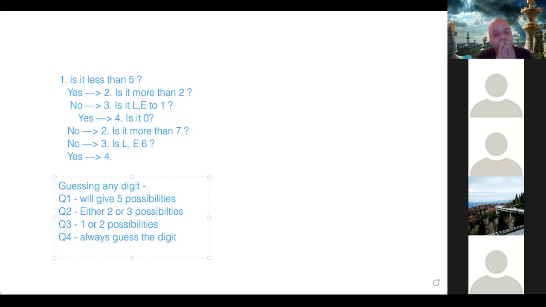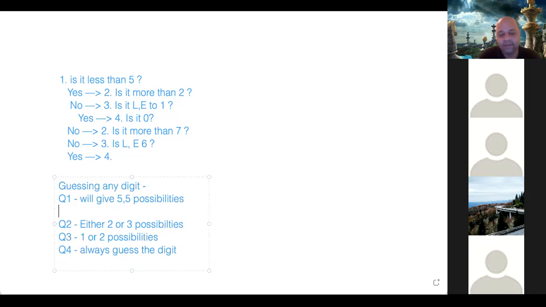Sir, do we ask the first question with 5 or with 4? You can ask less than 5, or you can ask greater than 4. But if you ask less than 4, it is not a good question, because there are not 5 and 5 possibilities. It will give you 4 and 6 possibilities: one side will be 0, 1, 2, 3, the other side will be 4, 5, 6, 7, 8, 9. You want to make it as even as possible. That is why you do this.